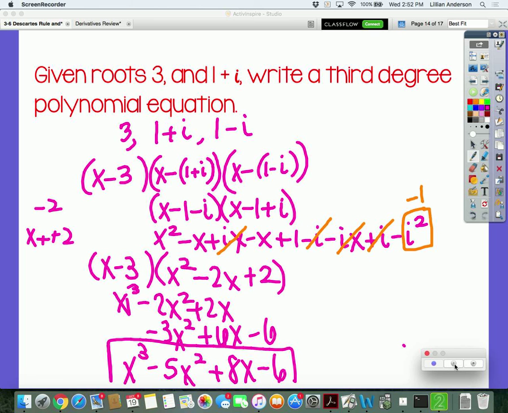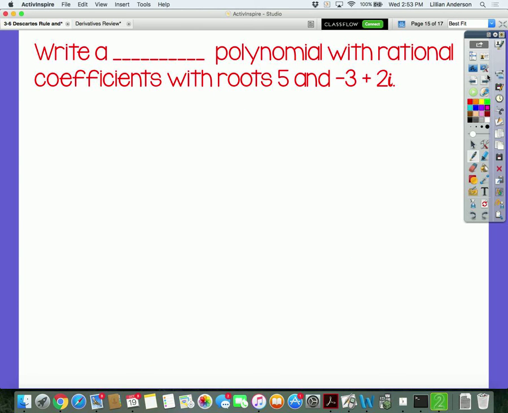All right, look at the foldable. Here we go. Here's the first one. You're going to write a blank polynomial with rational coefficients with roots 5 and negative 3 plus 2i. I don't tell you what type of polynomial it is. You yourself have to tell me what type of polynomial it's going to be. Look at those roots. You do have to write in the roots. 5 and negative 3 plus 2i is not in there.